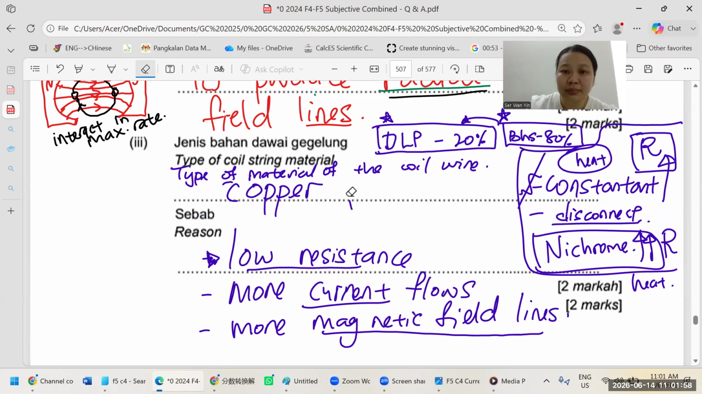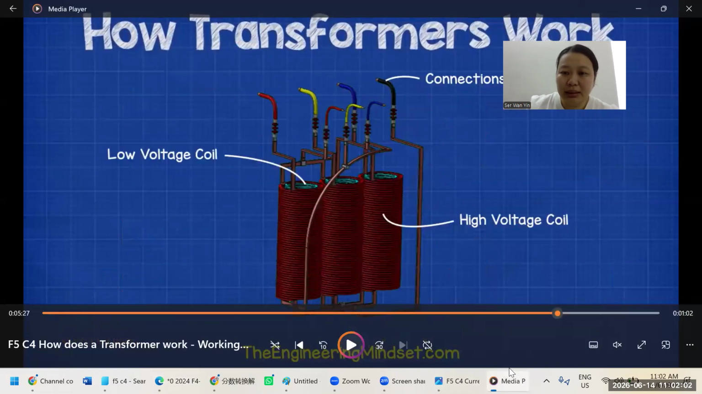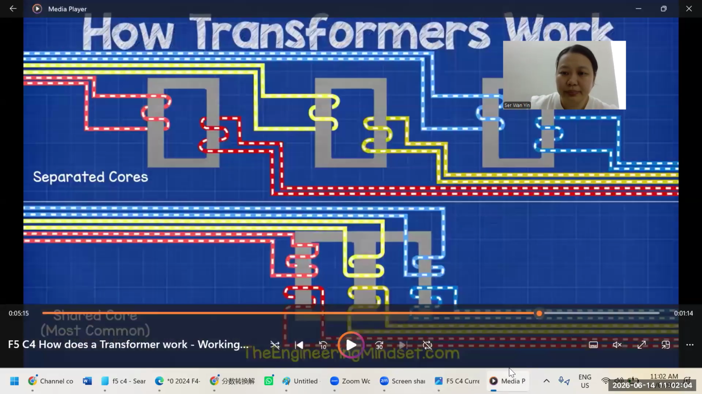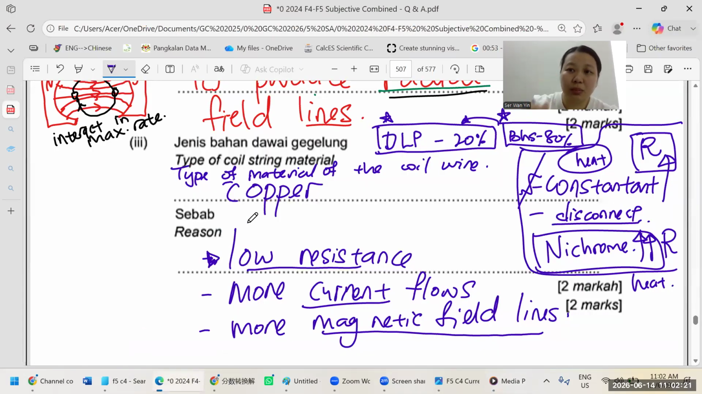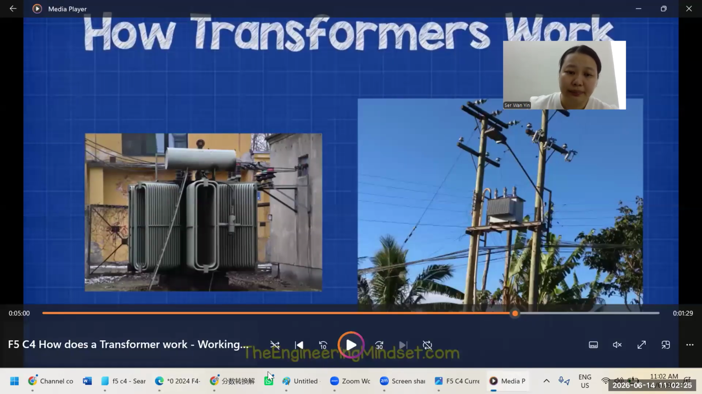Okay, but where this wire is used a lot, this wire is too thick and too long, so they also mix some with aluminium. But for this small bottle, we all use copper.